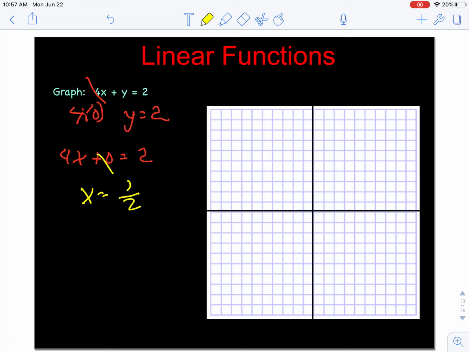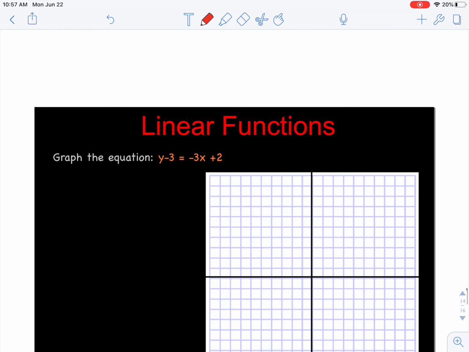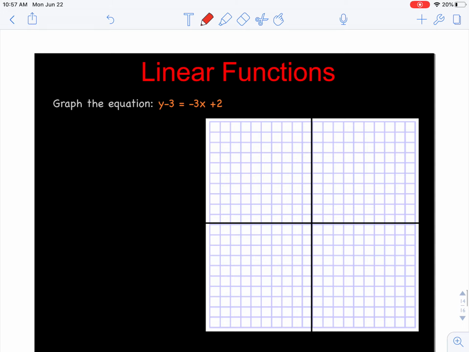So now I could plot those points, and yeah, that's a little tough to plot, but I can do it. There's 1/2, and now I can plot my y value of 2, and I can graph my line. So this is the process. If it specifically asks you to use x and y intercepts, then make sure you practice that way. But I would try each of these problems, just whichever seems to make the most sense.